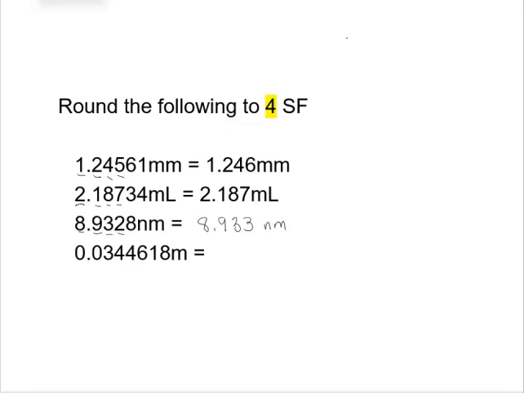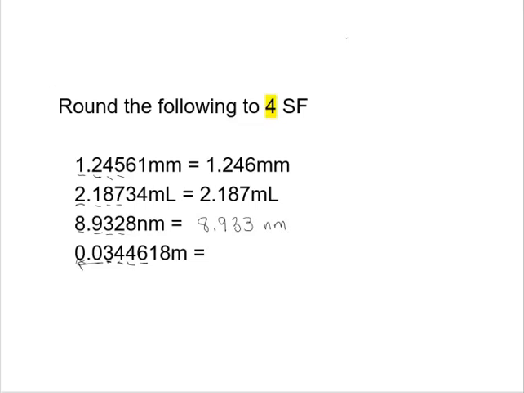Okay, this last example is 0.0344618 meters. So what did we learn about the zeros that are in front of the decimal? They're non-significant. Also, this 0 is going to be non-significant. So this 0 and this 0 are non-significant. So our first significant number is actually this 3. Okay, so that's 1 significant, 2 significant, 3 significant, 4 significant.